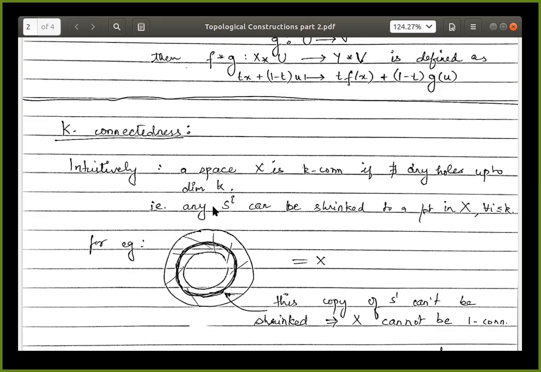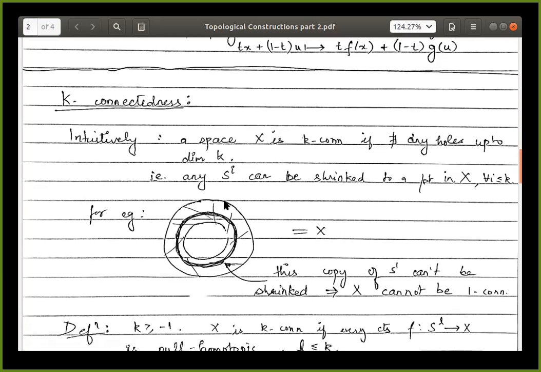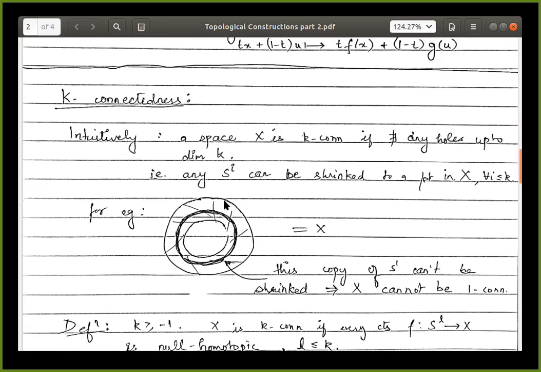What are the higher analogs? Of course we can't keep on giving names. So what we do is we define it in terms of the highest possible index up till which the homotopy groups vanish. Intuitively, a space is k-connected if there is no hole up till that dimension. This might remind you of the k-dimensional holes in homology, right?